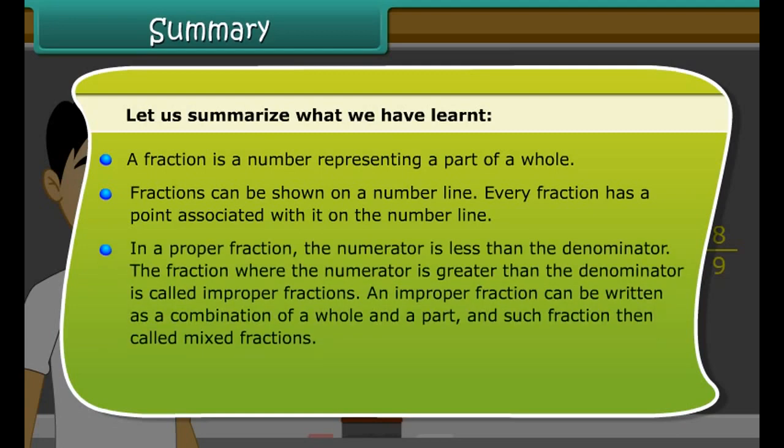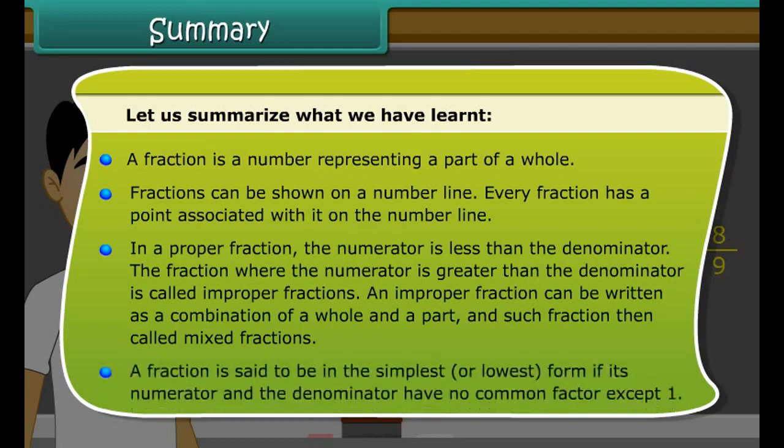In a proper fraction, the numerator is less than the denominator. The fraction where the numerator is greater than the denominator is called improper fractions. An improper fraction can be written as a combination of a whole and a part, and such a fraction is then called mixed fractions. A fraction is said to be in the simplest or lowest form if its numerator and the denominator have no common factor except 1.